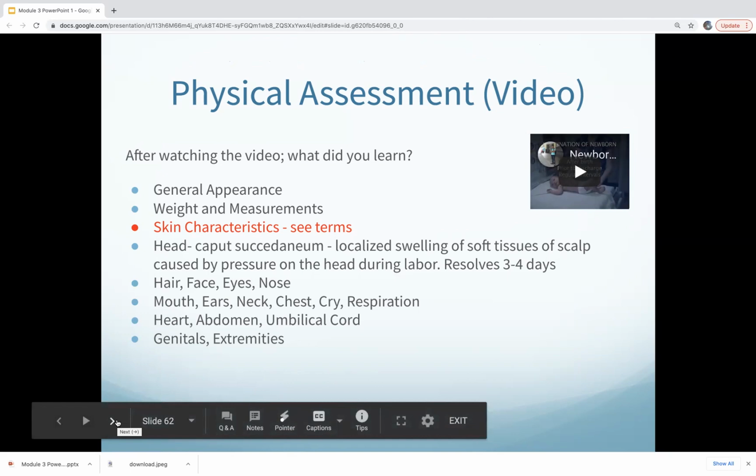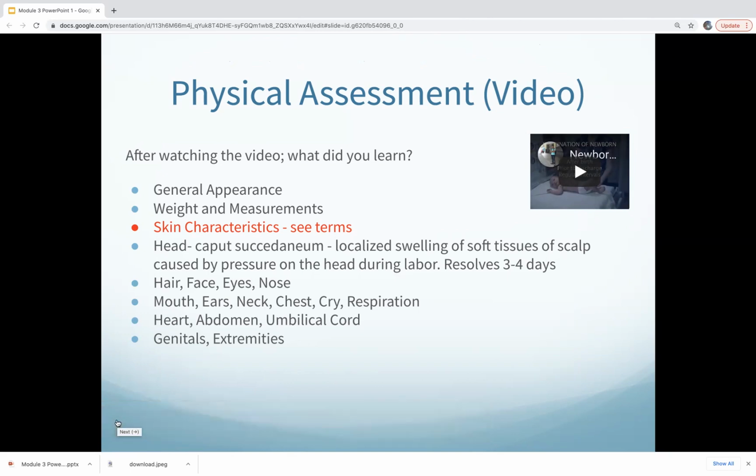What I want you to look at is, after watching the video, you should be able to talk about the general appearance of the newborn and how to do the weight and measurements. We're going to go over all those skin characteristics and make sure you know those.